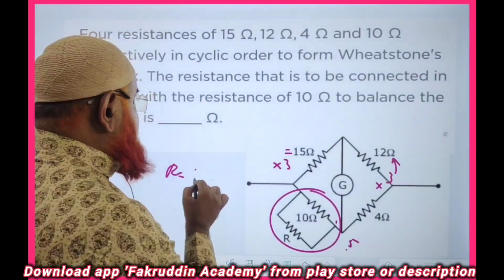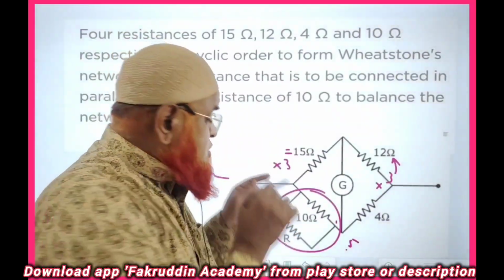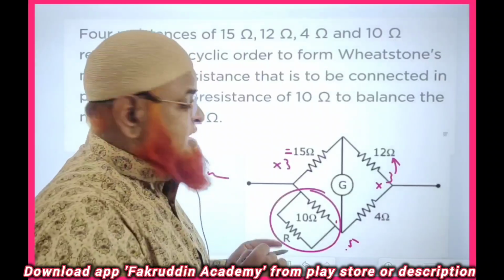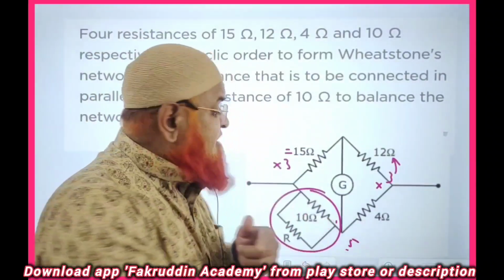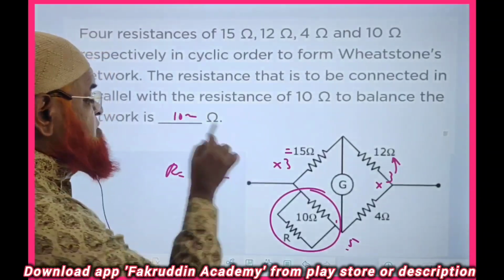Without solving, you can write this is going to be 10 ohms. Why 10 ohms? Because when two resistors are the same and they are in parallel, the answer will be half of any one. By this concept, you can say that R is going to be 10.